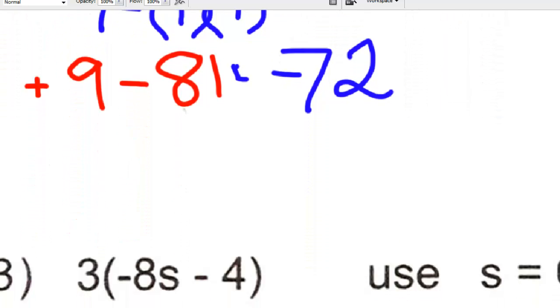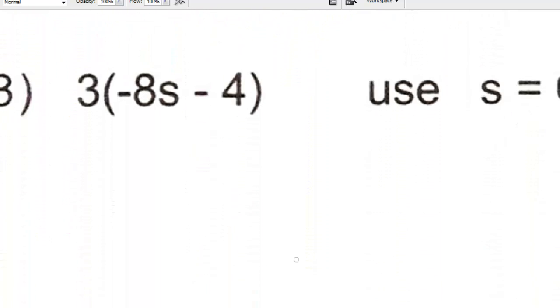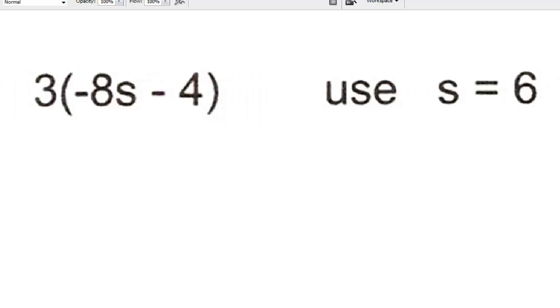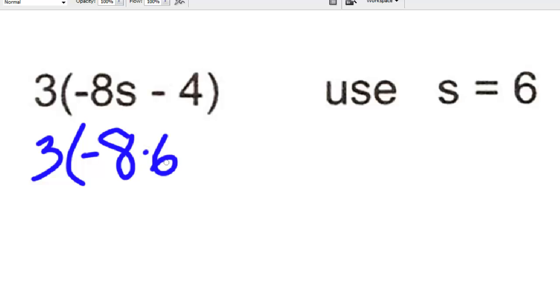When evaluating expressions like this one, what we're going to be doing is substituting in the variable. In this case the variable is again s for number 3, and I'm going to rewrite it. So I'm going to rewrite 3, and it's going to be times 8s, and s in this case is 6. So I'm just going to write 6 minus 4.